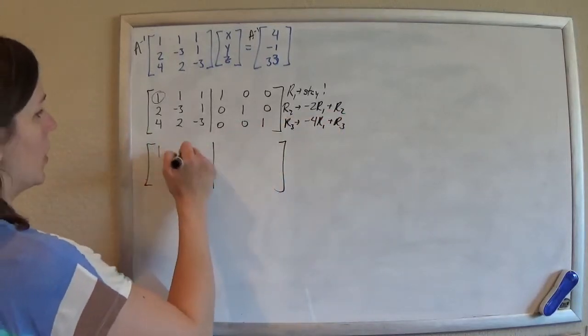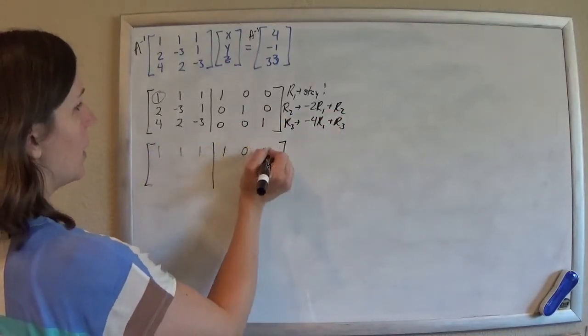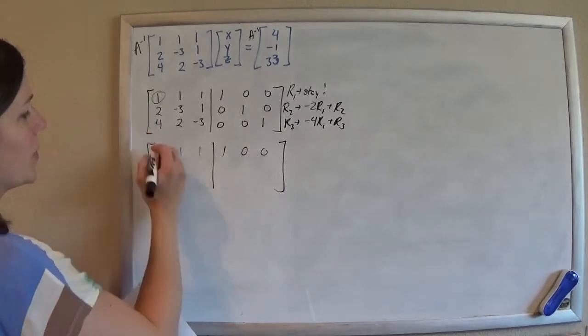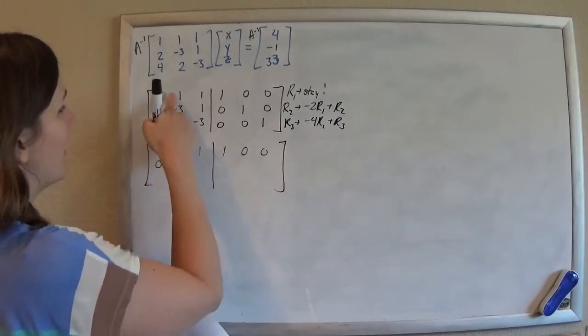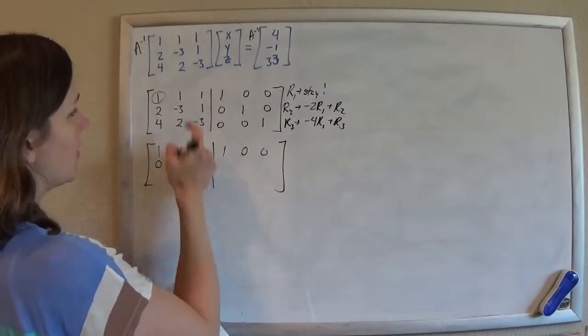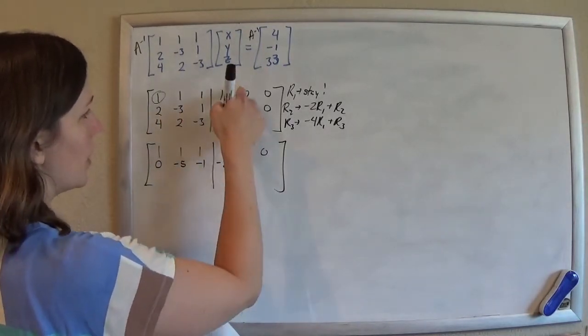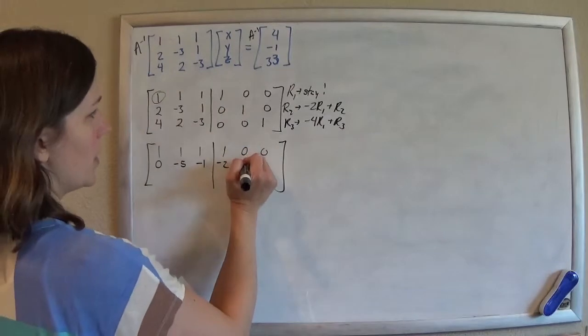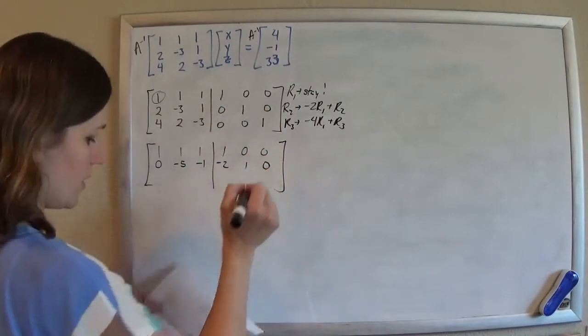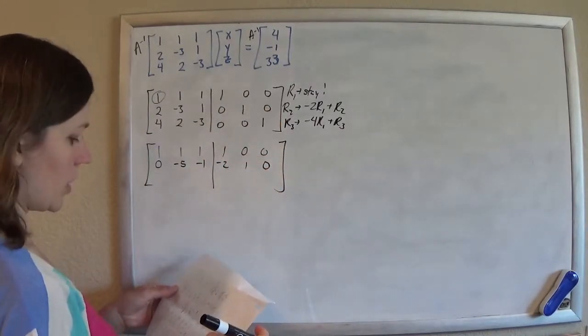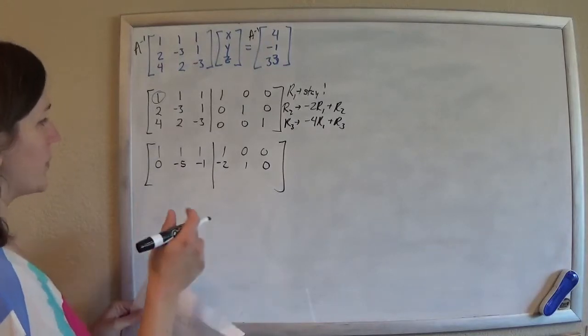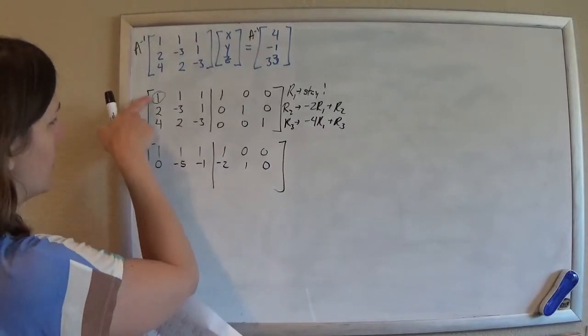And so row 1 is going to stay, and then negative 2 plus 2 is 0, like we planned. Negative 2 minus 3 is negative 5. Negative 2 plus 1 is negative 1. Negative 2 plus 0 is negative 2. 0 plus 1 is 1. 0 plus 0 is 0. So make sure we're good. Alright. And I'm going to do the same thing.